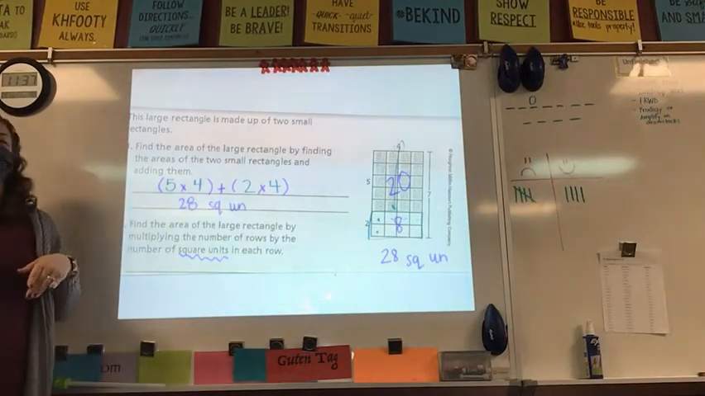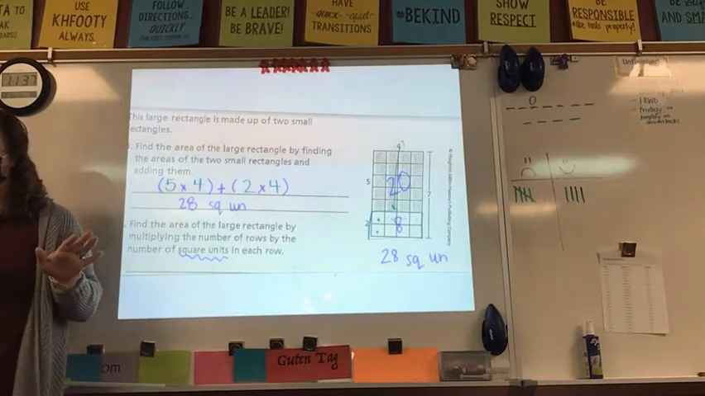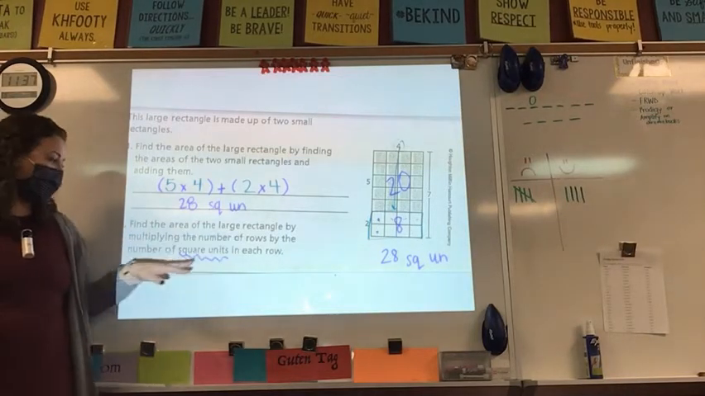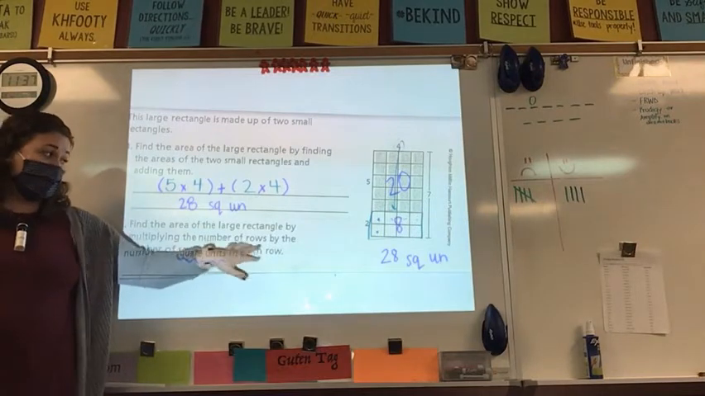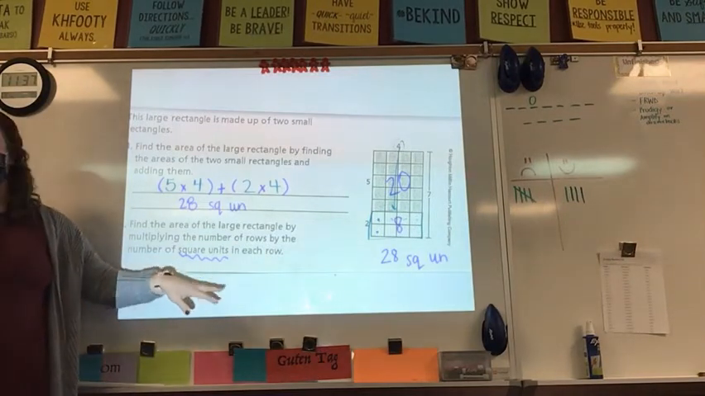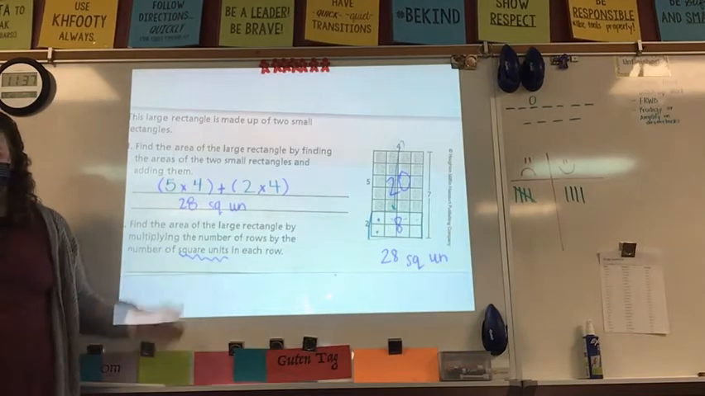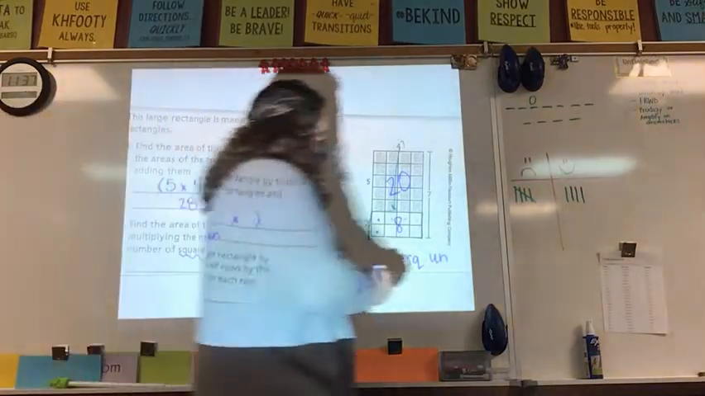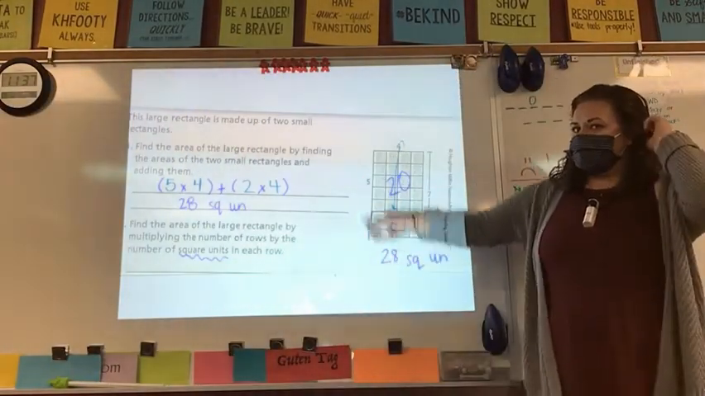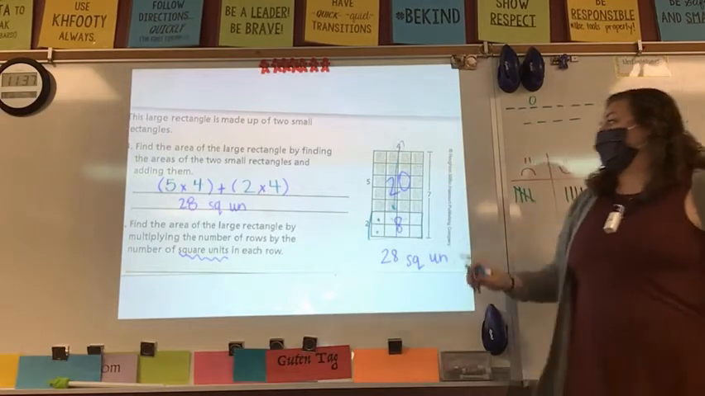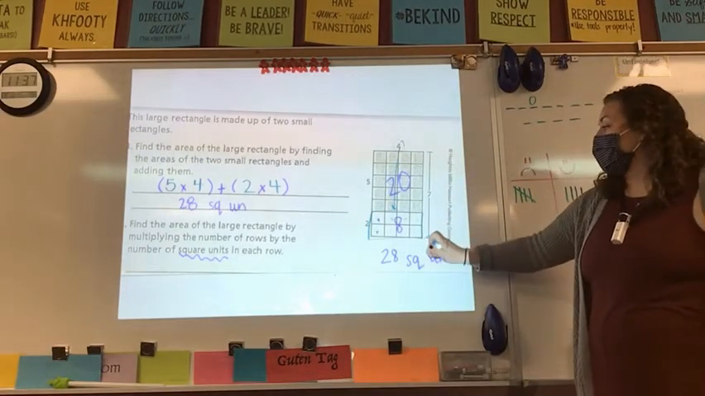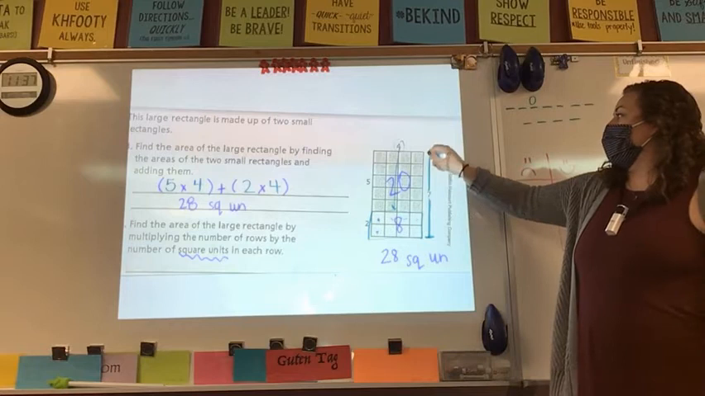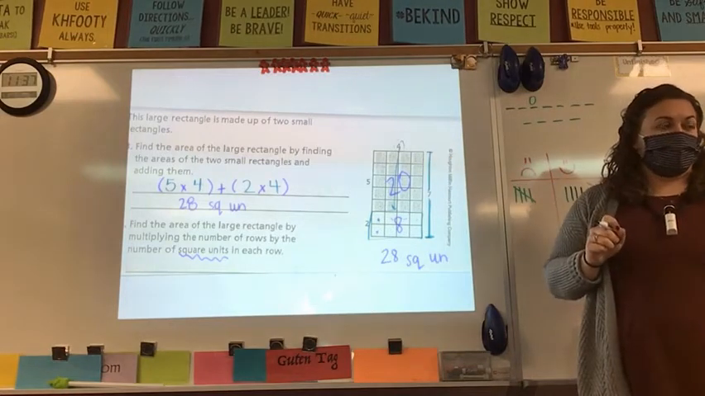Oh, there it is. Now here's the next bit. Don't erase yet. Because they also want us to find the area of the large rectangle by multiplying the number of total rows by the number of square units in each row. Not rows, but columns. So they're just saying, they put a 5 and a 2 here because the shaded spot has 5 and the white spot has 2, but this is where the 7 comes in. This little symbol is a bracket that shows you this 7 is talking about the whole stretched out shape. Do you guys see that?